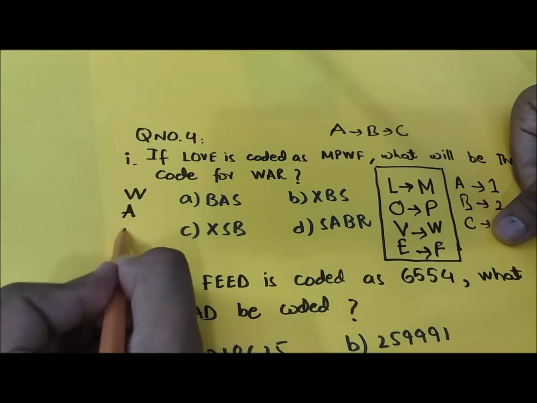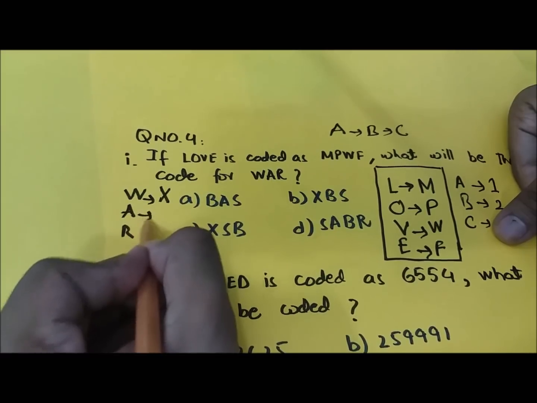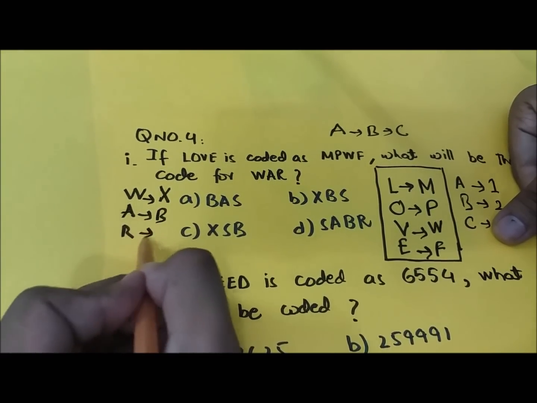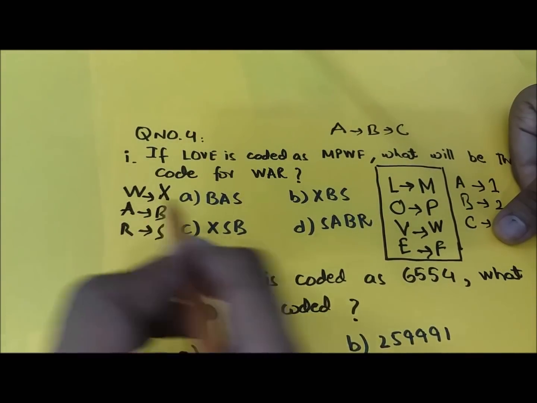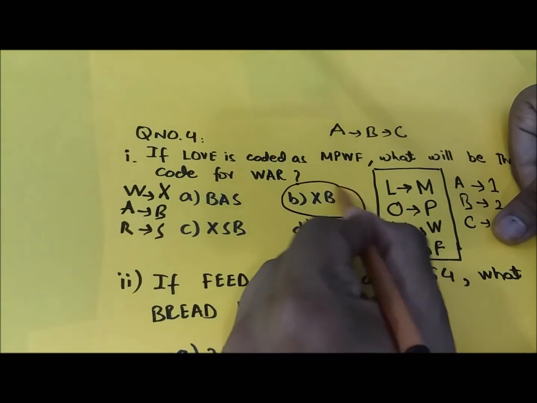W A R. W should be coded to X, A to B, and R to S. One step forward each. So X B S. This is the answer.